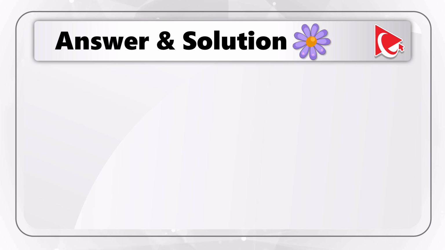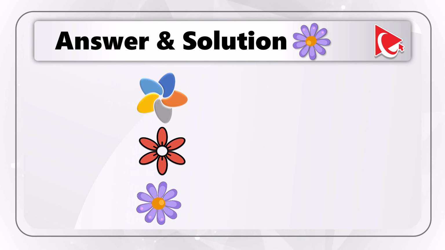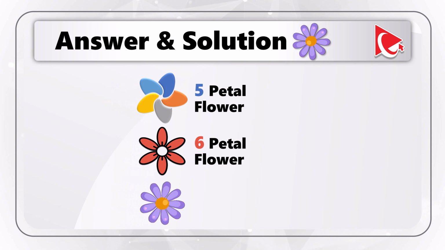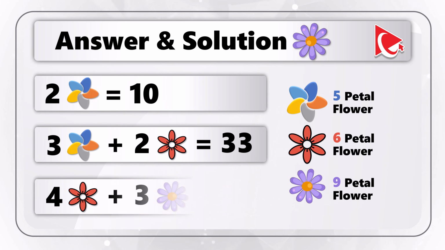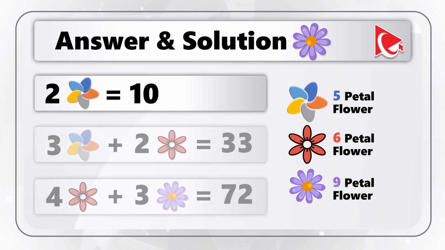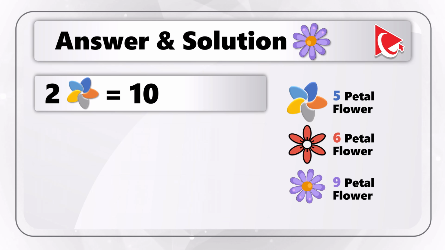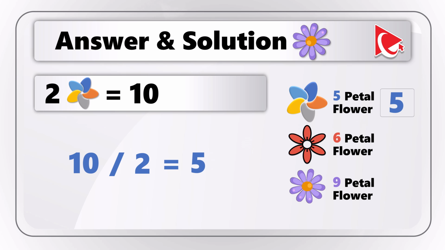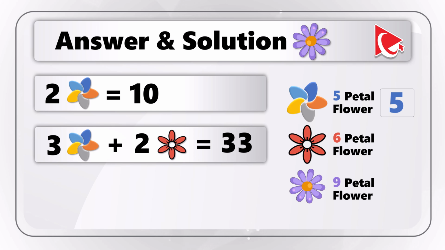As you might have figured out, we have 3 types of flowers here: 5-petal flower, 6-petal flower, and 9-petal flowers. Let's first calculate the value of 5-petal flower. Based on the original expression, we can calculate it as 10 divided by 2, which would be equal to 5. Having this value handy, now we can calculate the value of 6-petal flower.